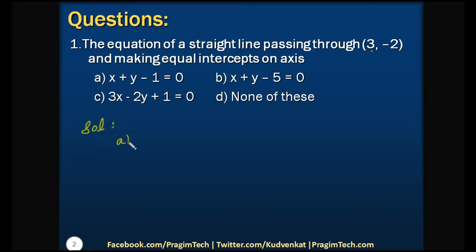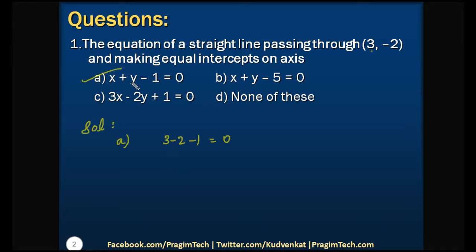Let us consider answer 1. So 3 in place of x, and y is -2, and -1. So it is becoming 0, right? Let's see if any other answer is also satisfying this. If we consider this, it will be 3 minus 2, which is 1. But 1 minus 5 is not 0, right? Consider answer C. It is 3 into 3, which is 9, and here 2 into -2, so it will become plus. So 9 plus 4 is 13, plus 1 is 14. It is also not satisfying. So we can say that the answer is A.